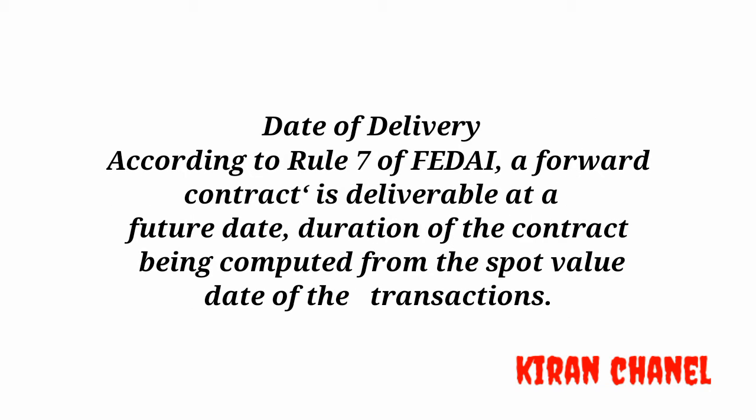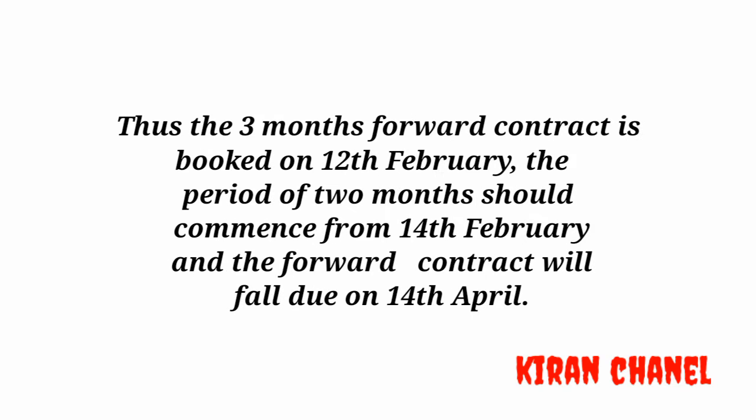Date of delivery. According to Rule 7 of FEDAI, a forward contract is deliverable at a future date, the duration of the contract being computed from the spot value date of the transaction. Thus, if the 2 months forward contract is booked on 12 February, the period of 2 months should commence from 14 February and the forward contract will fall due on 14th April.